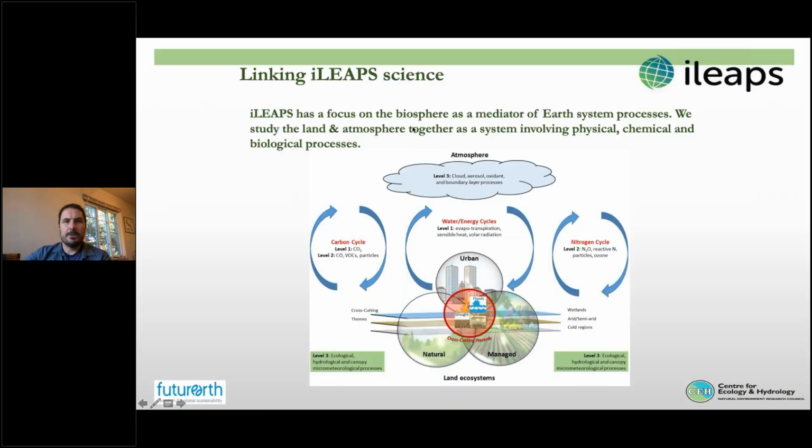And so coming back to iLEAPS, iLEAPS has facilitated these networks across career stage, across geographic region, and across scientific disciplines, so that we can better understand these connections between the land surface and the atmosphere.